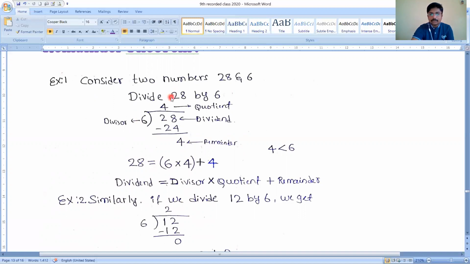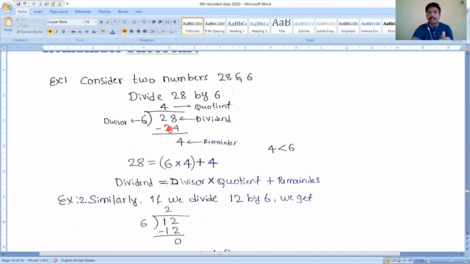6 fours are 24. 4 is the quotient. Why did I consider 4 here? Because the product should be less than the dividend. Here 24 is less than the dividend. For that reason I considered 4. Don't take 6 fives because it is 30, and 30 is greater than 28, so it will not work.